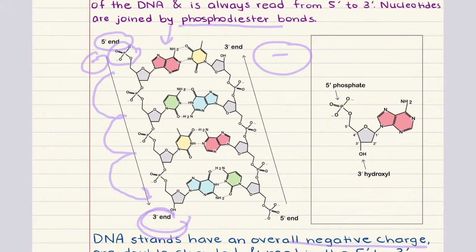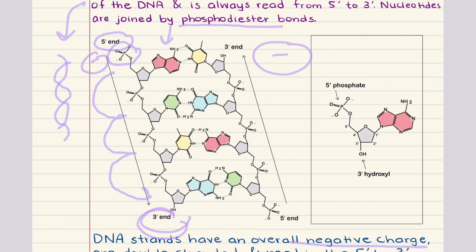Now, DNA in cells isn't just a single strand. It's almost always found as a double-stranded molecule. These two strands wrap around each other in a spiral, forming the famous double helix. We're going to come back to how we reach this conclusion in a little bit.